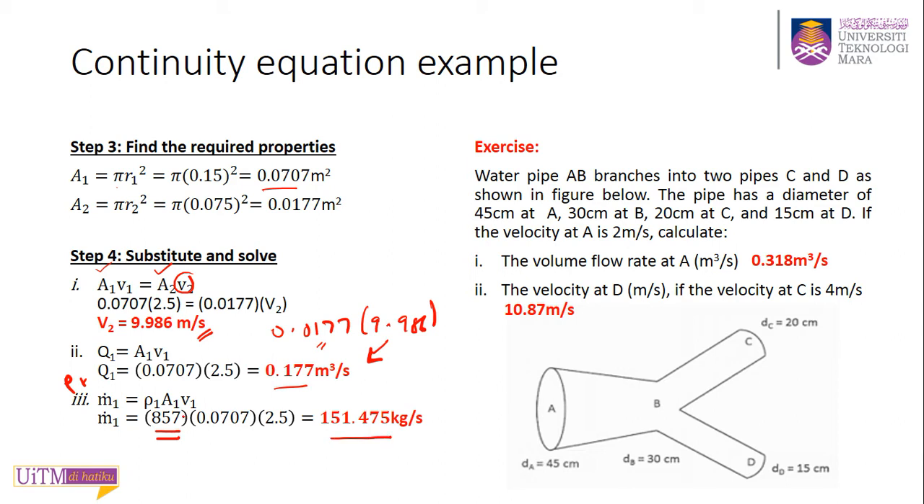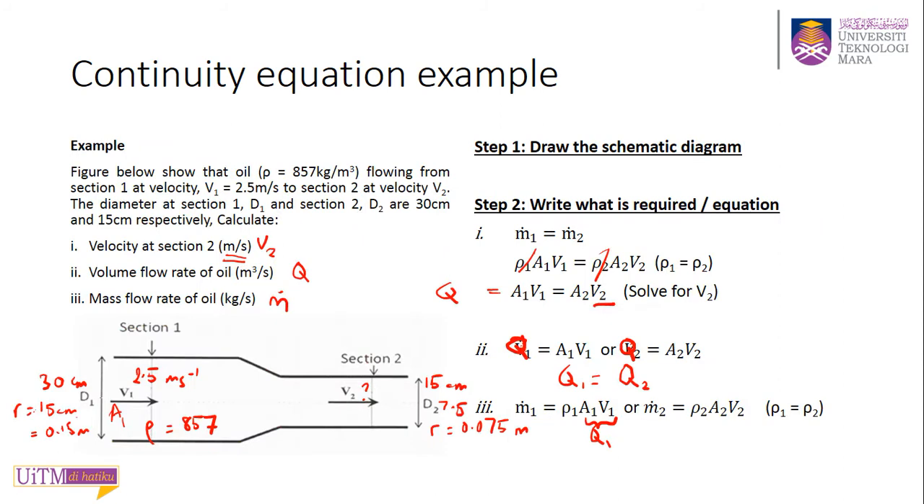Or you can multiply the area at 1 and the velocity at 1, and it should give you the same answer. Or if you want to use point 2, maybe you want to find the m dot 2, it should also give the same answer. Okay, so that's the continuity equation.